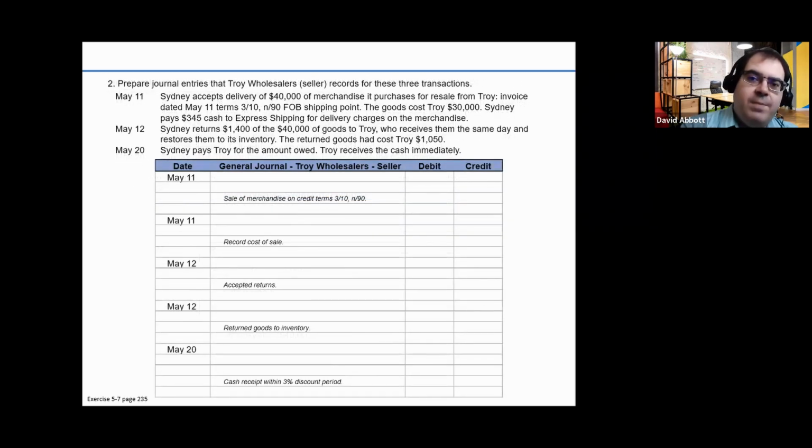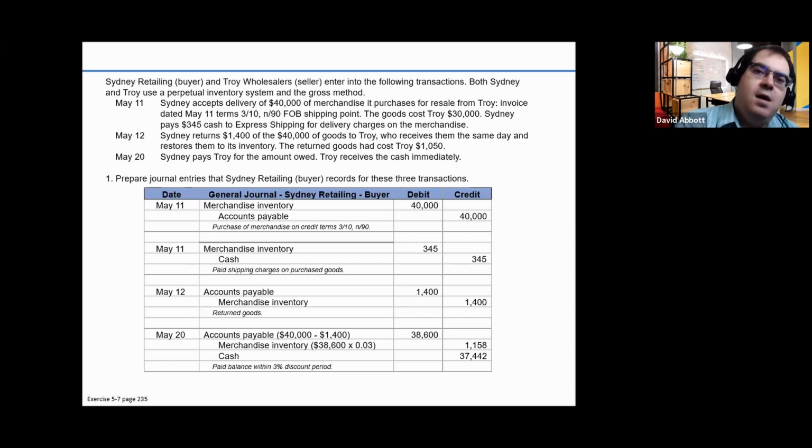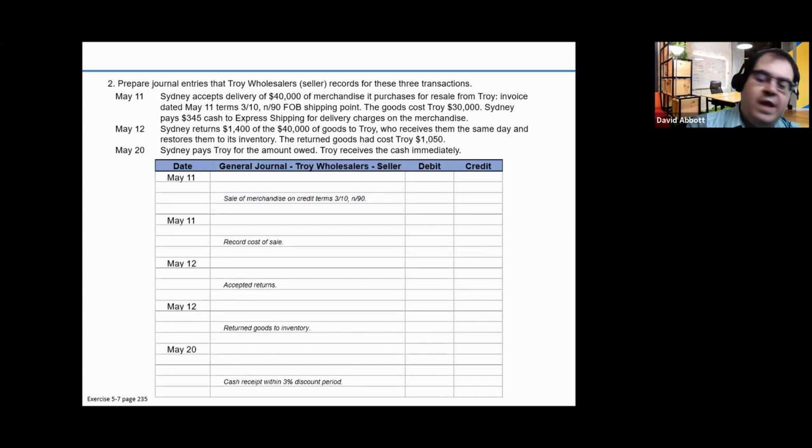So now we're kind of flipping sides. Before this, we were thinking about it as the buyer. So Sydney's the buyer. Now we're going to talk about Troy, which is the wholesaler. Okay. So on the 11th, we said that Sydney accepts delivery of $40,000 of merchandise it purchases for resale from Troy. And again, the goods cost Troy $30,000.